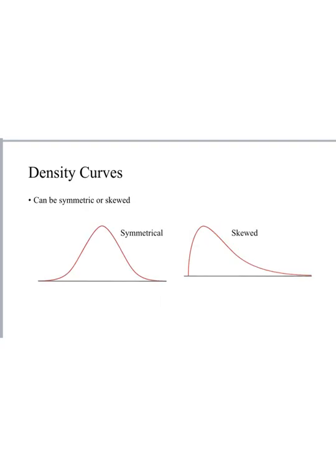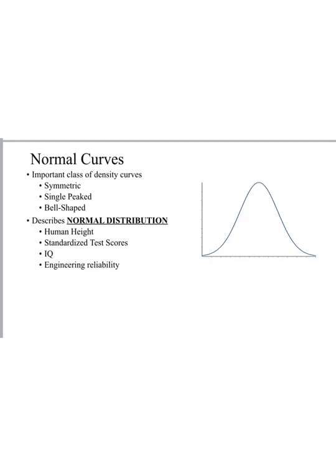Density curves can be symmetric or they can be skewed. In first semester, we will primarily be looking at symmetrical curves. In second semester, we will be looking at symmetrical and skewed distribution curves. Note to self that density curves, they are symmetric, single peak, and bell-shaped. These describe the normal distribution.